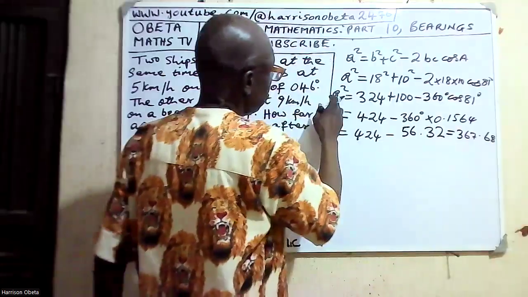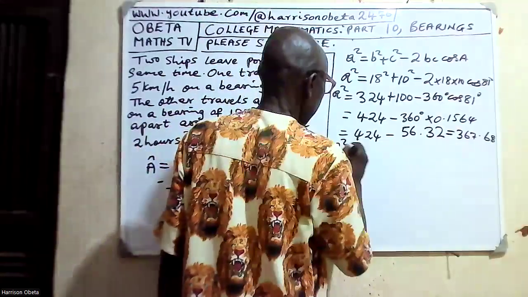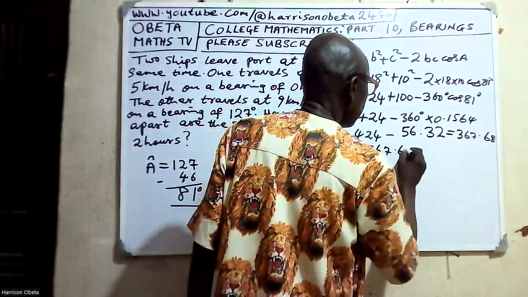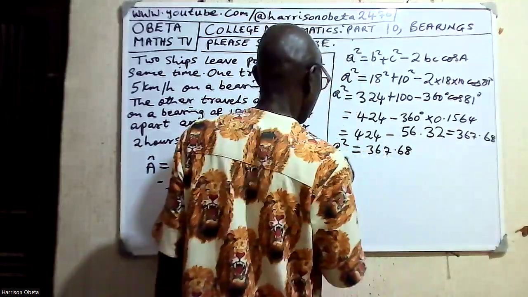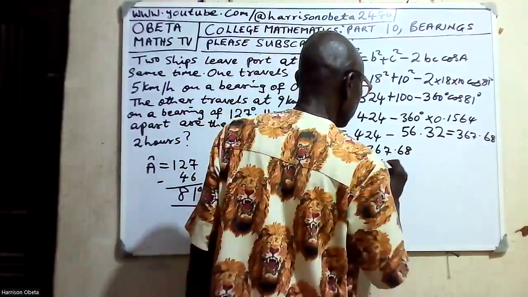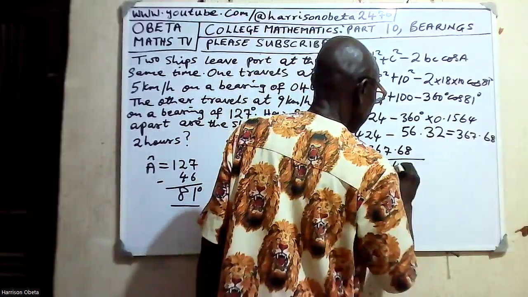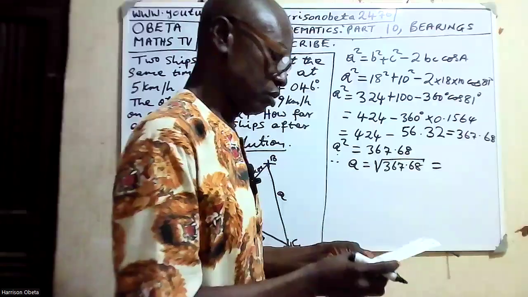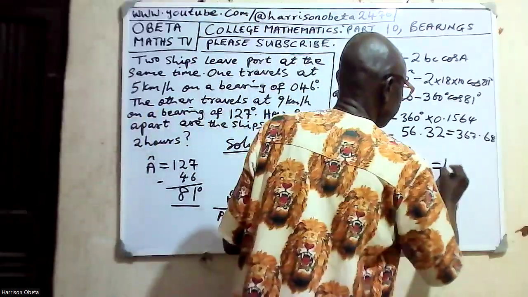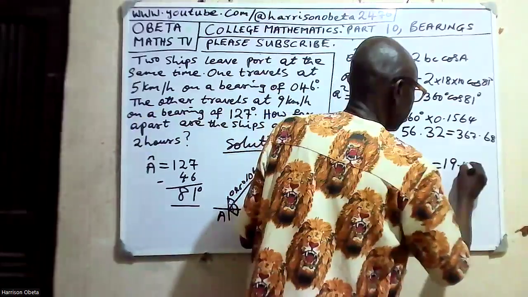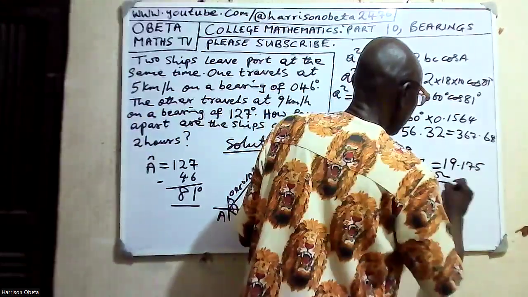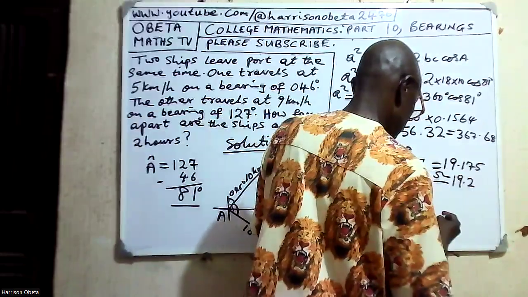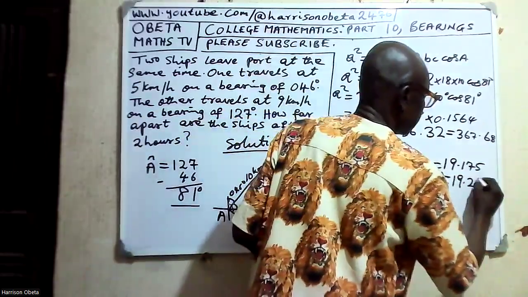Remember this is a squared. If a squared is equal to 367.68, therefore a is equal to the square root of 367.68. And that will give us, when we find the square root, 19.175, approximately equal to 19.2 kilometers.